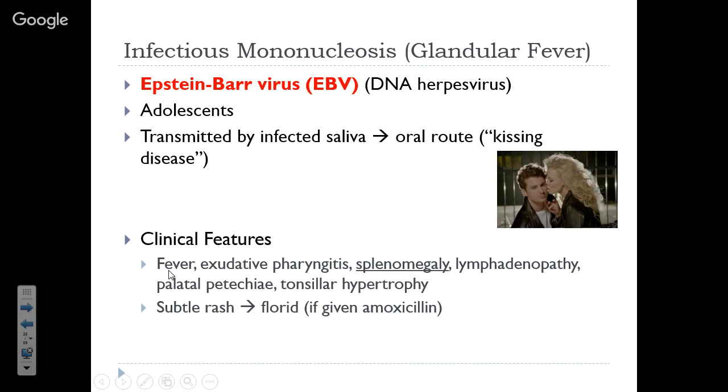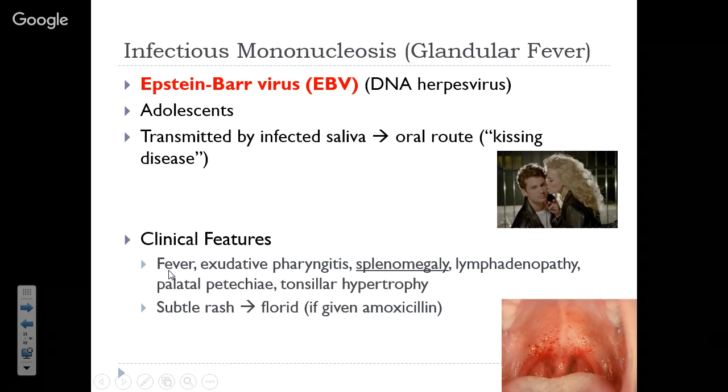Right. So infectious mononucleosis or glandular fever is caused by Epstein-Barr virus, typically a disease of adolescence because it's transmitted by infected saliva via the oral route, so known as the kissing disease. Clinically, the differentiating features would be splenomegaly and lymphadenopathy, as well as these palatal petechiae, which you might notice in the back of the mouth. They might have a subtle rash, which becomes florid if given amoxicillin as well. So that could be a very characteristic story for an EMQ as well.